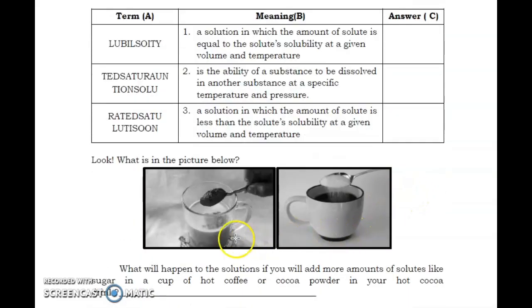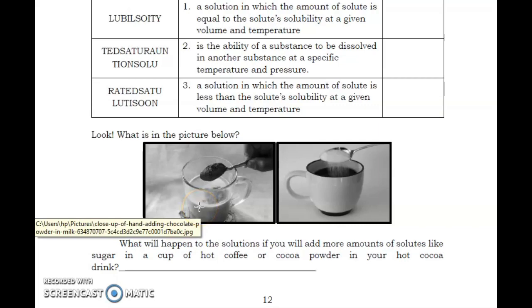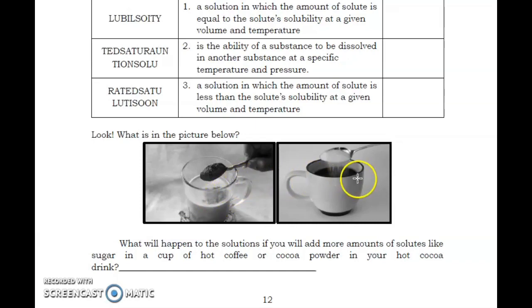Okay, let's proceed. Look, what is in the picture below? Since the picture is black and white, I'm going to describe what we have in the picture. The first picture shows a mixture of cocoa, a hot cocoa drink. And then this picture shows a hot coffee. As we can see, solutes are added to the given mixtures.